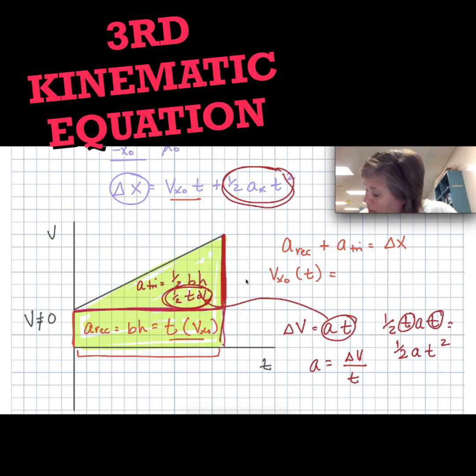So the area of the triangle is 1/2 a t squared, and the area of the rectangle plus the area of the triangle equals the total displacement. Okay, so that's where that equation comes from.